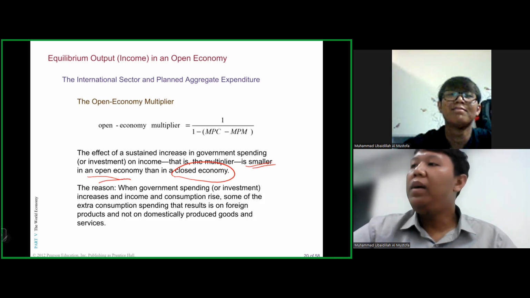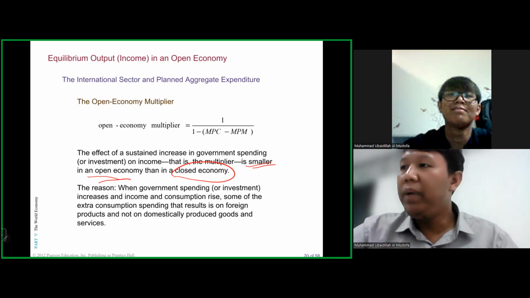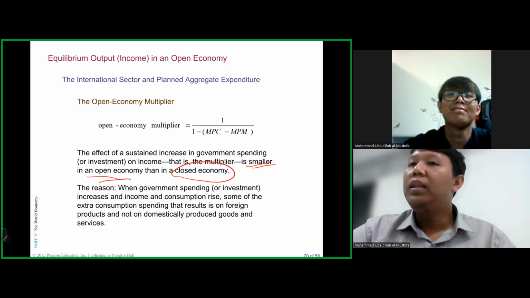And the reason why we have a smaller effect on our multiplier for the open economy is because when the government spending or our investment increases, the national income will increase, so that our consumption will also increase. And some of this extra consumption spending results in foreign products and not in domestically produced goods and services.